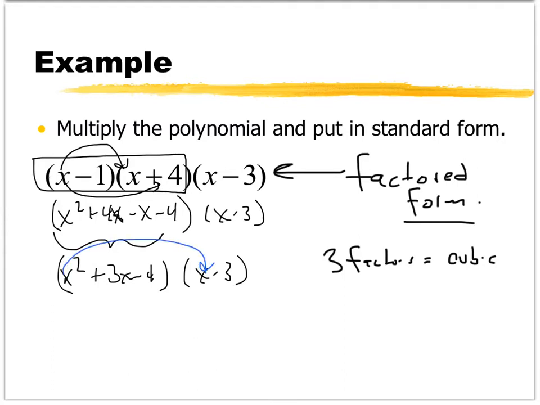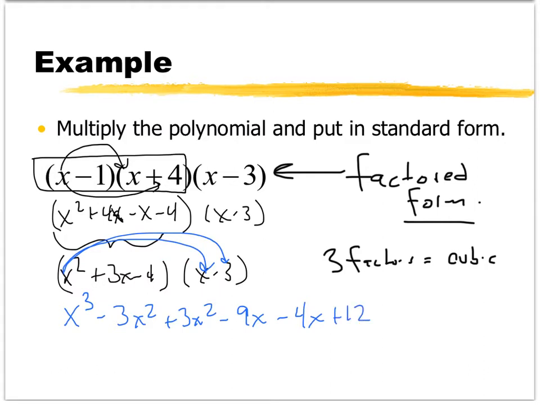So I'm going to multiply these, so that would be x cubed. I'm going to multiply here. That's going to be a negative 3x squared. I'm going to repeat that process. 3x times x is a 3x squared. 3x times negative 3 is a negative 9x. Negative 4 times x is a negative 4x. And negative 4 times a negative 3 is a positive 12.